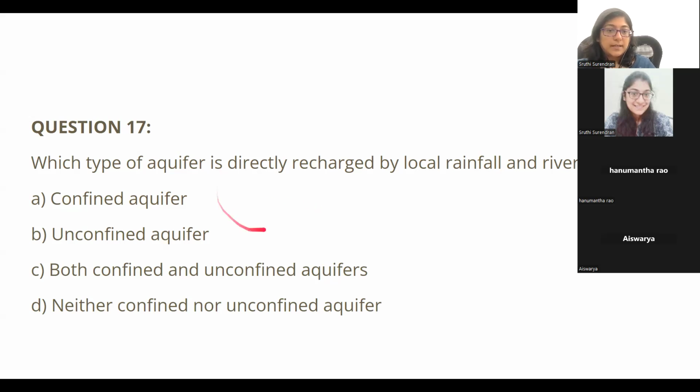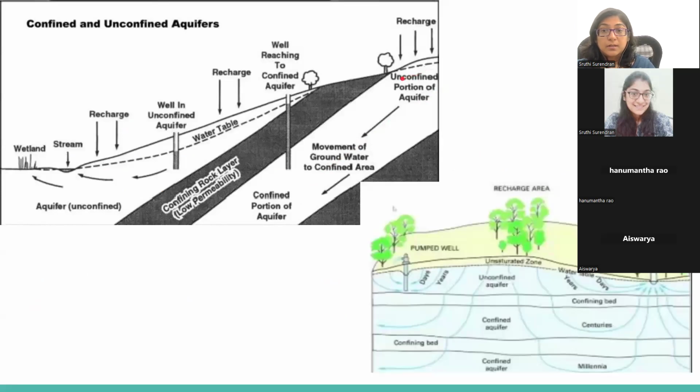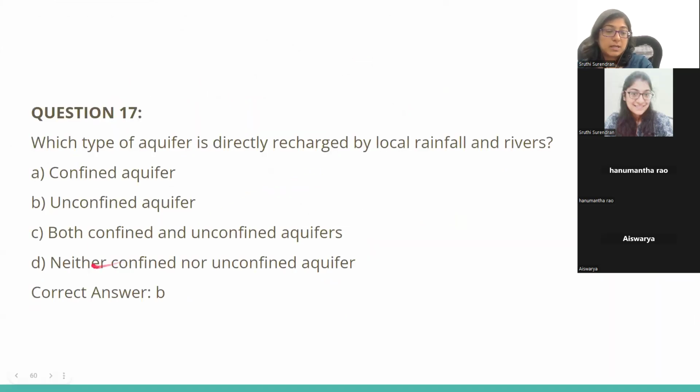So it is the unconfined aquifer. Like I have told earlier, through vertical discharge that is occurring as a result of rainfall. Unconfined aquifers are the ones that get recharged directly because of this rainfall. Whereas for a confined aquifer, at the end portion somewhere there will be an unconfined portion that gets the recharge, and that is what contributes to the confined water in the confined portions. So the correct answer is option B, unconfined aquifer.